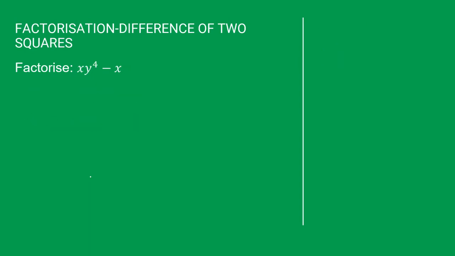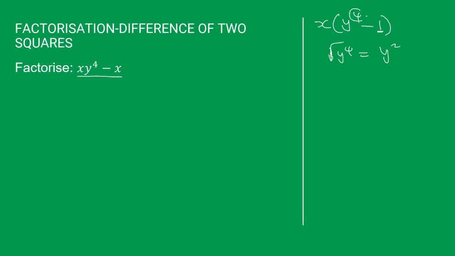Then we have this one again. The highest common factor is x, and then x times y to the power 4 divided by x is y to the power 4, minus x divided by x is 1. 1 is also a perfect square. So what's the square root of y to the power 4? It is equal to y squared.